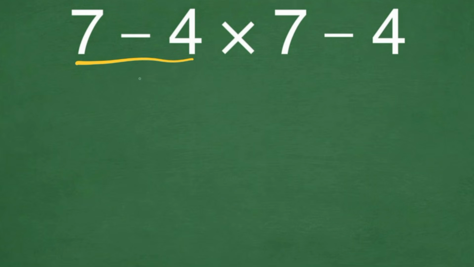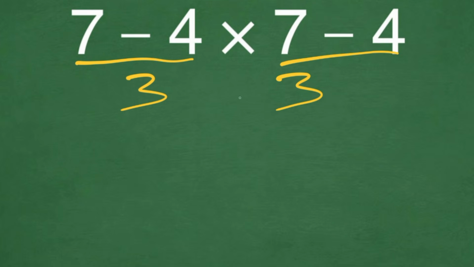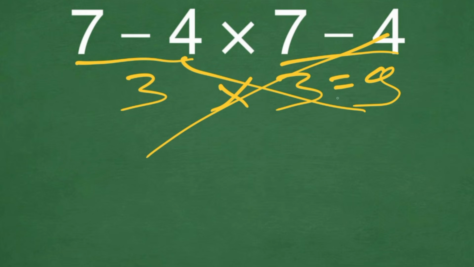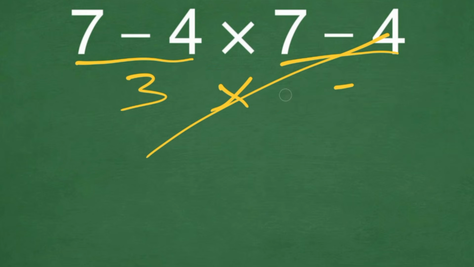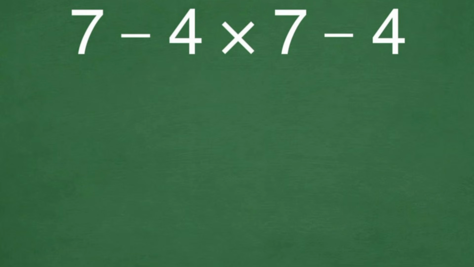7 minus 4 gives us 3, and 7 minus 4 again gives us 3, and 3 times 3 gives us 9. But this is not the correct answer. And some people solve this problem differently.